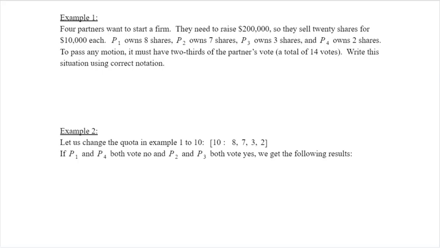It says there are a total of 14 votes. So write this out using correct notation. Now, we have already done the math for us here because 14 is 2/3 of 20. Well, it's actually 13 1/3, but you have to round up to a whole number of votes. So our quota is going to be 14. And then we write the weights in decreasing order: 8, 7, 3, 2.